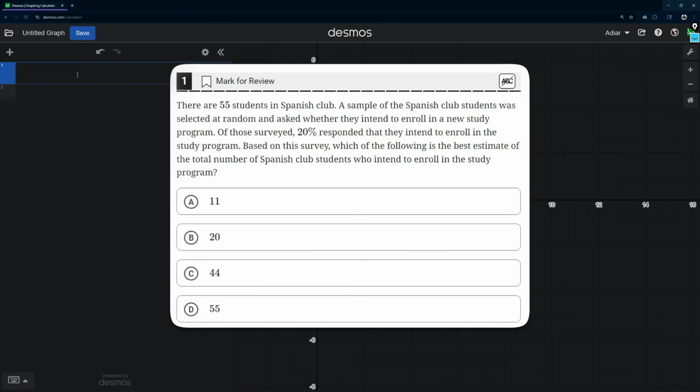This question says there are 55 students in a Spanish club. A sample of the Spanish club students was selected at random and asked whether they intend to enroll in a new study program. Of those surveyed, 20% said they intend to enroll in the study program. Based on the survey, which of the following is the best estimate of the total number of Spanish club students who intend to enroll in the study program?